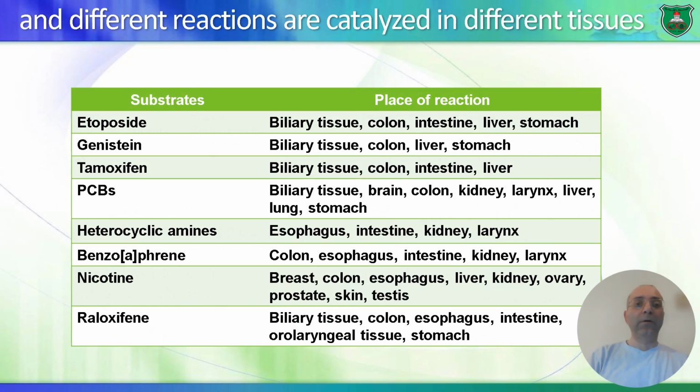Again, not only can this enzyme act on different drugs, it can act on these drugs in different tissues. So it is substrate specific and it is also tissue specific. How can such an enzyme do such a thing? Do not memorize this, of course.